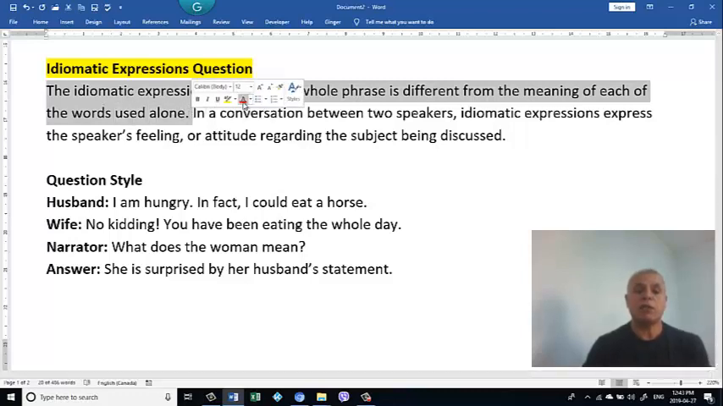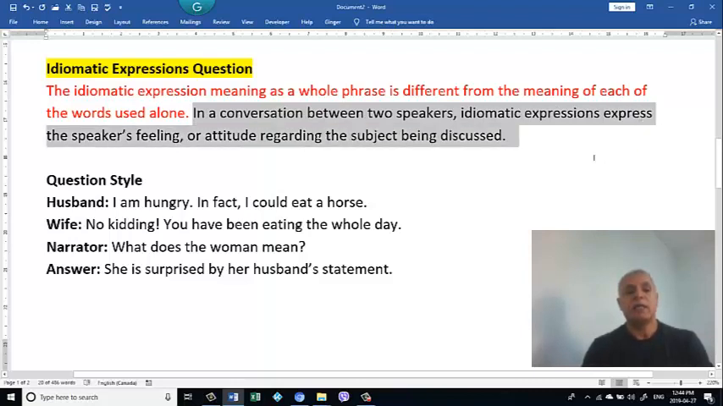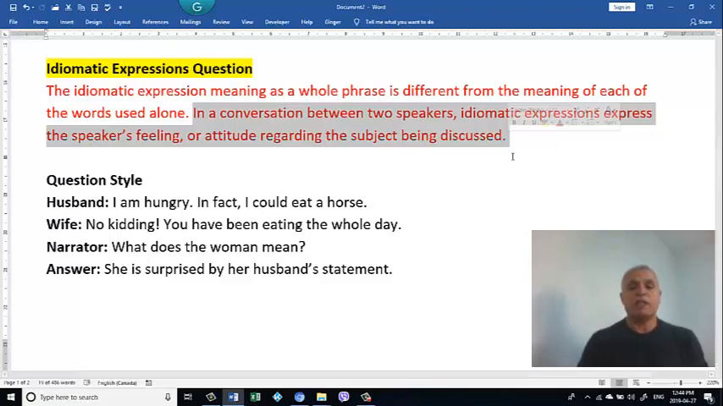For example, the problem with phrasal verbs or idioms is that you have to understand the whole phrase, for example the whole sentence. Because if we split the phrase into different parts, the meaning will be completely different from the idiom as a whole. In conversation between two speakers, idiomatic expressions express the speaker's feeling or attitude regarding the subject being discussed. This is important to know. From the conversation, we know how the two speakers express their feelings, whether positive or negative.